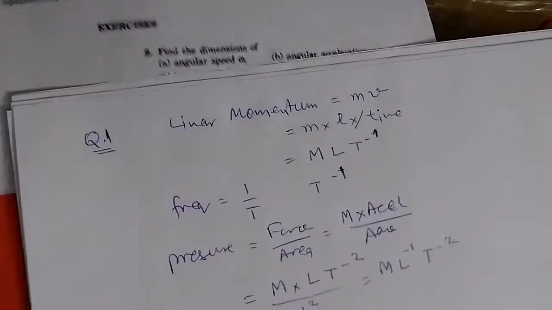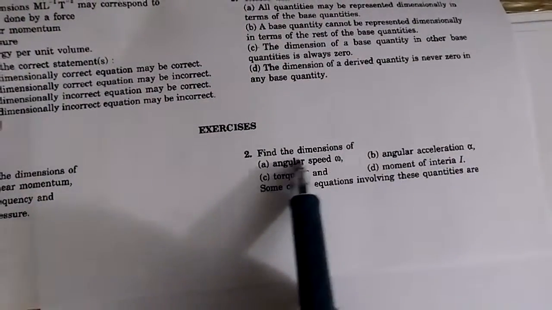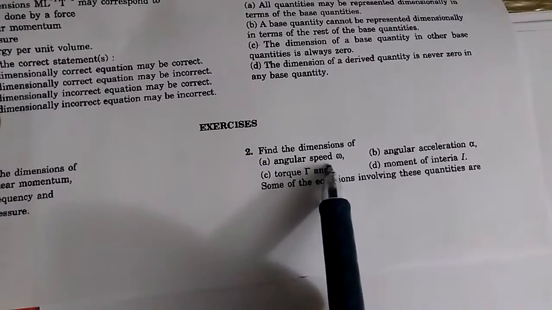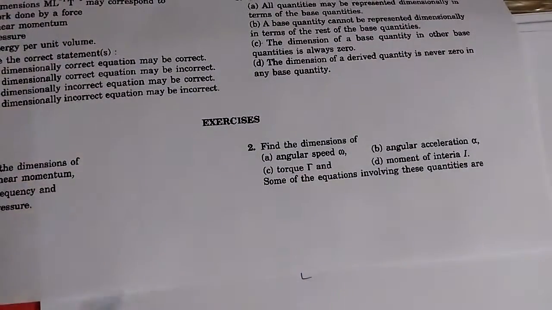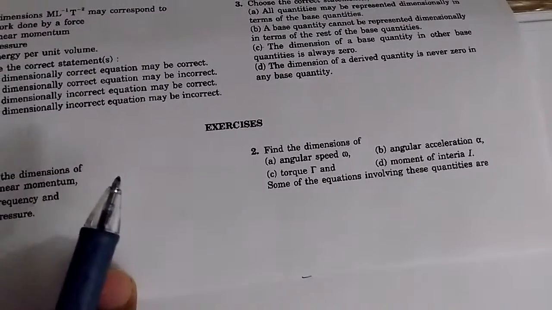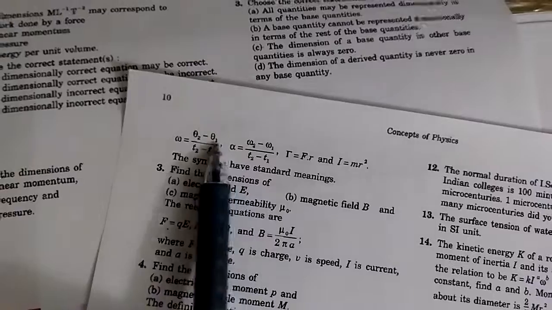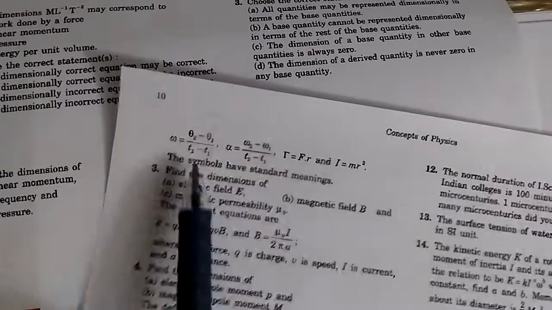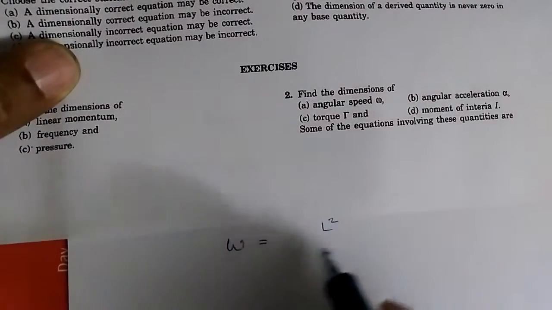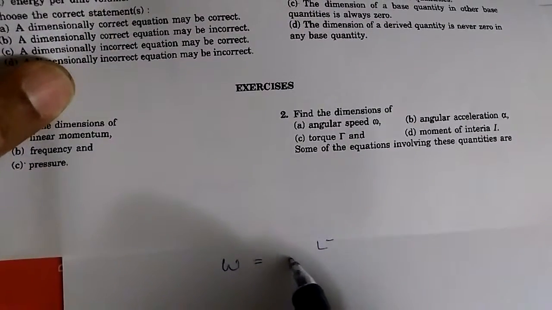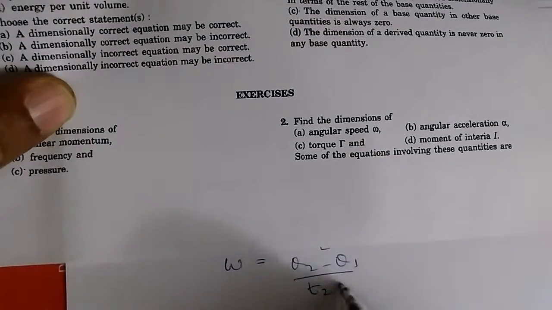Let's move on to question number 2. Here, find the dimensions of the angular speed omega. You will learn about angular speed omega, but they have given it in the problem here. The angular speed is defined as θ2 minus θ1 divided by t2 minus t1. So angular speed omega is equal to θ2 minus θ1 divided by t2 minus t1.